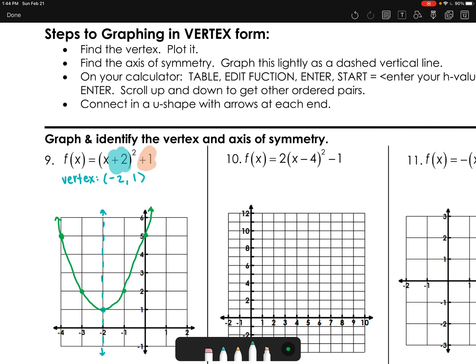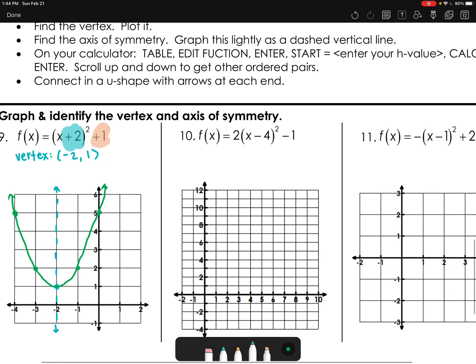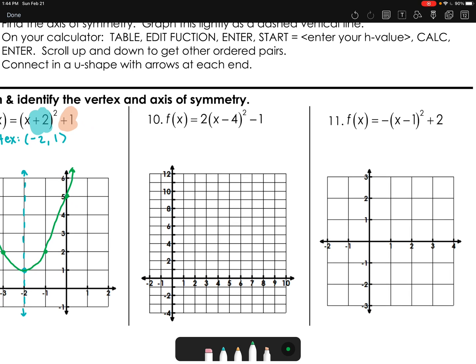And that is it. So that table function on your calculator is extremely helpful for graphing these functions. And so go back and watch that calculator walkthrough. I'll do it again for this one in just a second. So number 10, here we go.